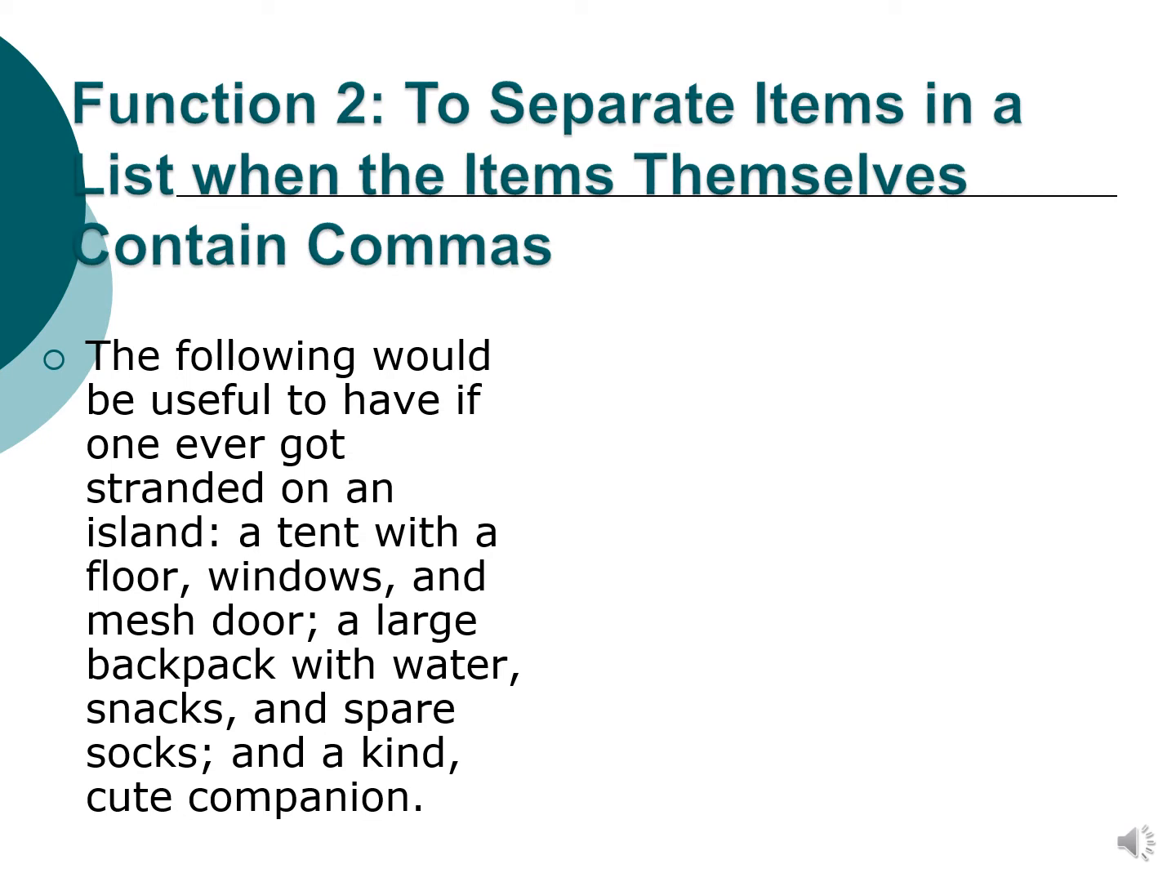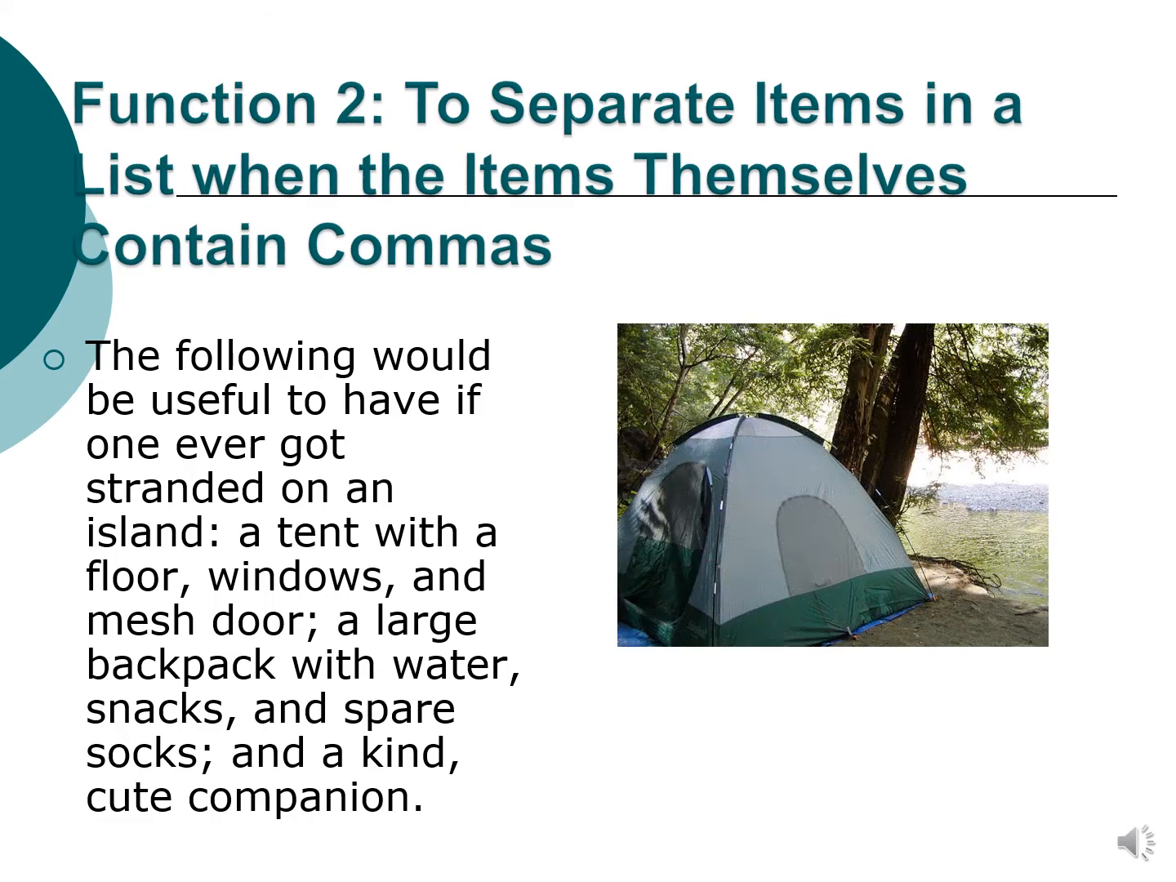The following would be useful to have if one ever got stranded on an island: look at that beautiful colon right there. So I can put a colon to introduce my list because this is a complete sentence before the colon. But now look at the items in my list. A tent with a floor, windows, and mesh door. That's one item in my list. And that one item has two commas in it.